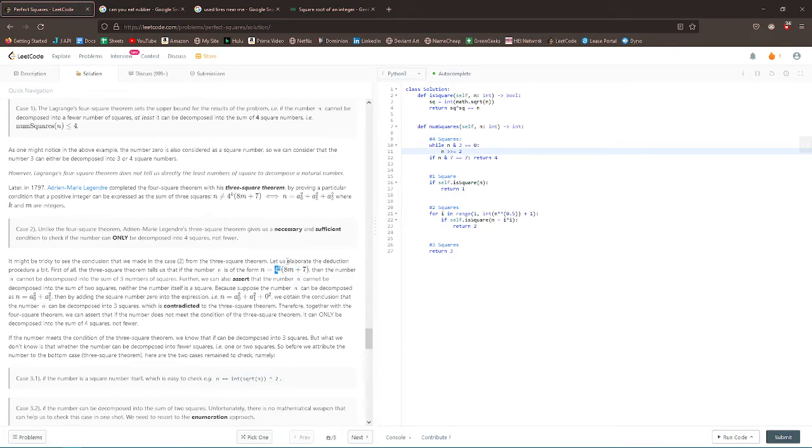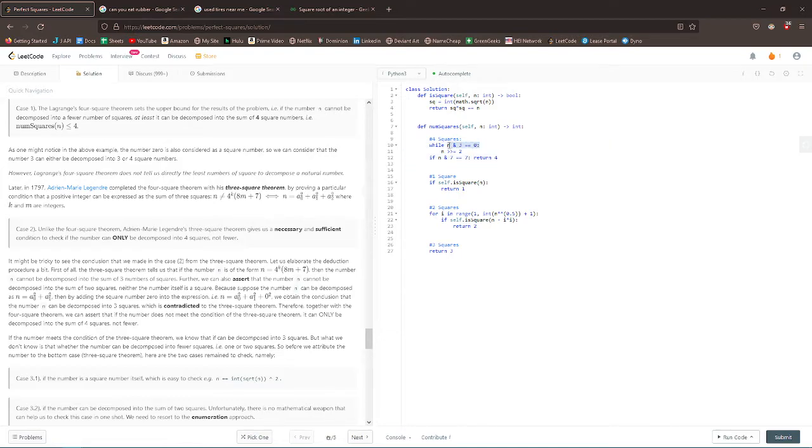We're taking that out. We're saying as long as it's divisible by 4, divide it by 4. So now what we're left with, this n, is just this equation. It's 7 above the next multiple of 8 is all we care about checking. And that's exactly what we check. We say, okay, is n and 7 equal to 7?